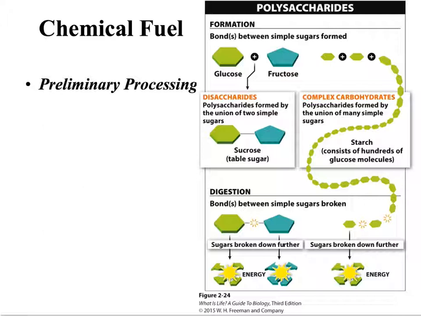Polysaccharides are when we have 3 or more saccharides or sugars bonded together. These can be moderately lengthed chains or very, very long chains of sugars. Starch, for example, consists of hundreds of glucose molecules connected together. Remember, there is energy stored in each one of these chemical bonds. So the larger the polysaccharide, the more energy is stored within.